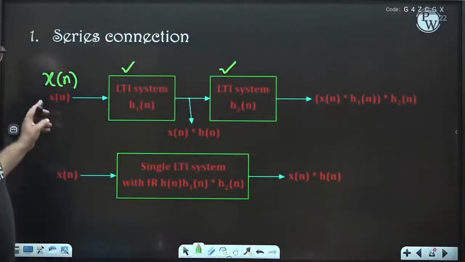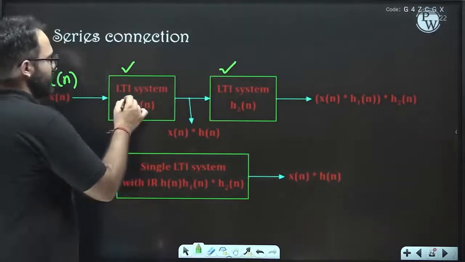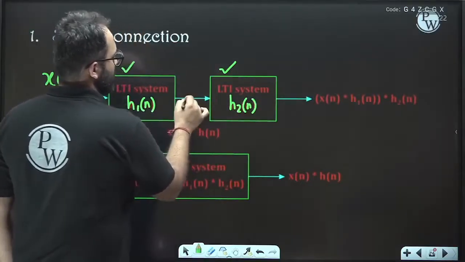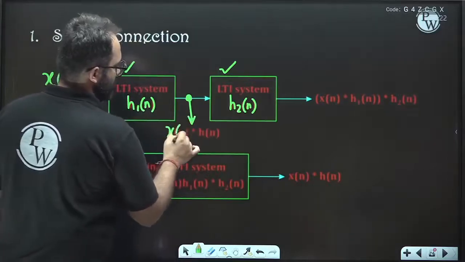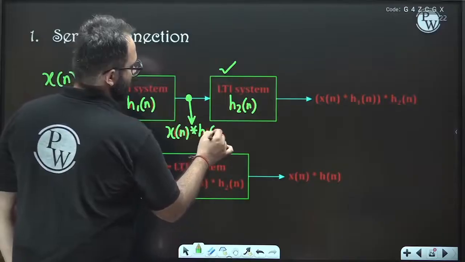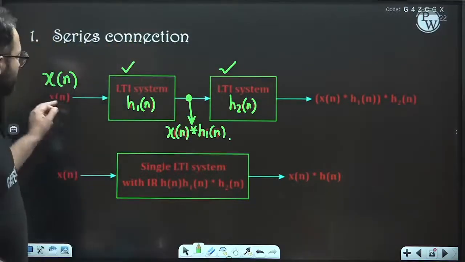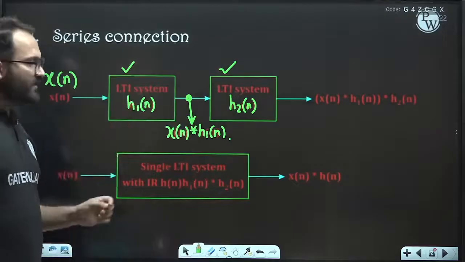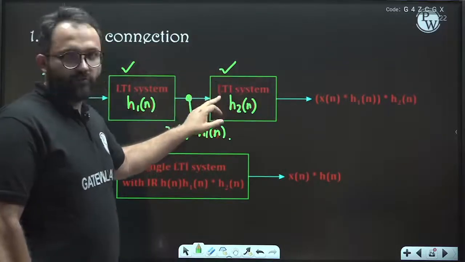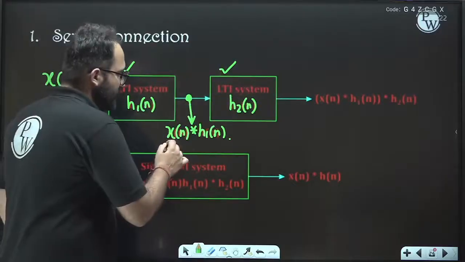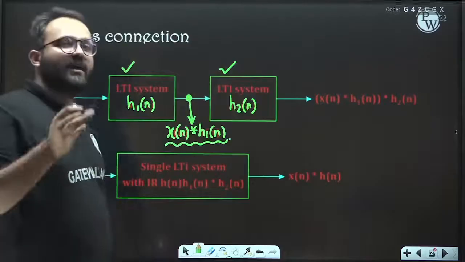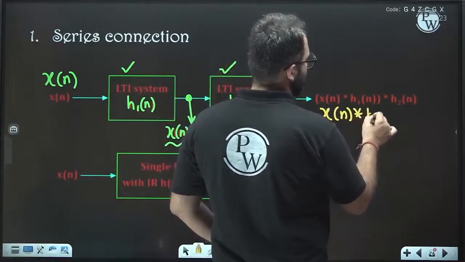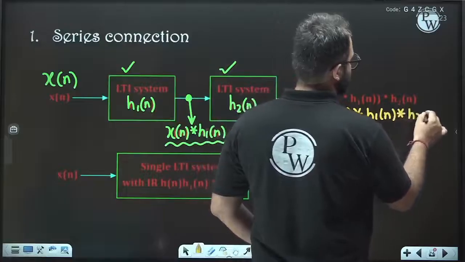Now xn is given as input. This is the first LTI system which has impulse response h1n. The second LTI system has impulse response h2n. We can see that xn is given as input to the LTI system h1n. We convolve it and we get the result xn convolve h1n. This is again given as input to the next system. So the final output will be xn convolve h1n convolve with h2n, the simple property of the LTI system.